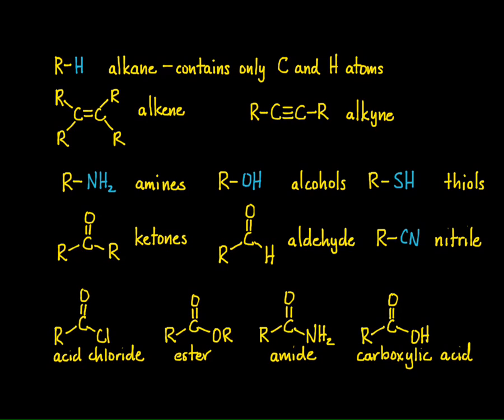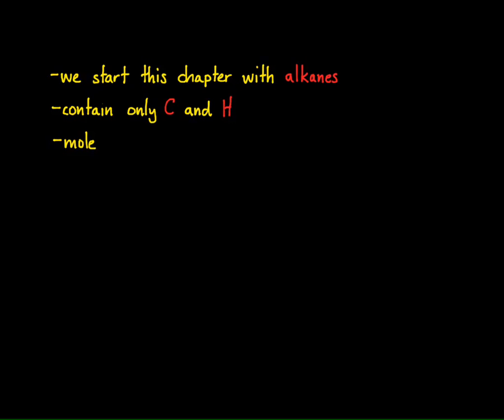So what I want to focus on in this chapter, as I said before, is alkanes. We're going to start off talking about alkanes. And I've mentioned before, but alkanes contain only carbon and hydrogen. And the cool feature about alkanes is their molecular formula. Very easy to determine because it's simply CnH2n+2.